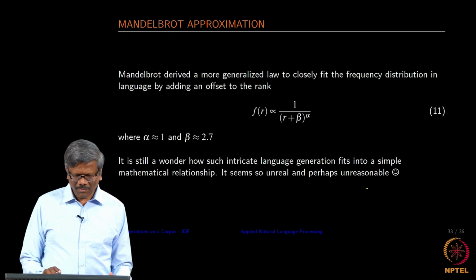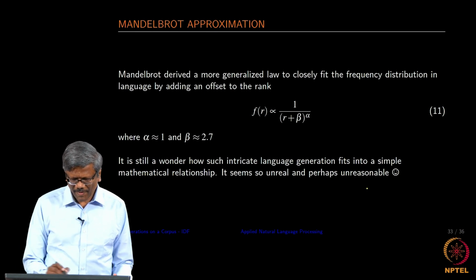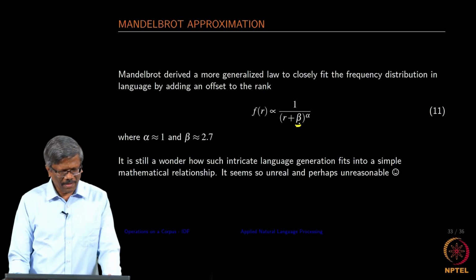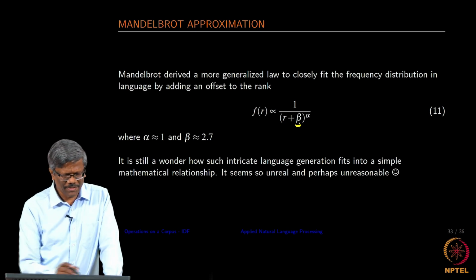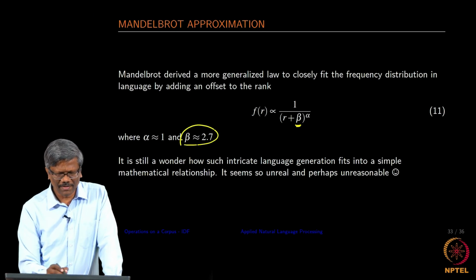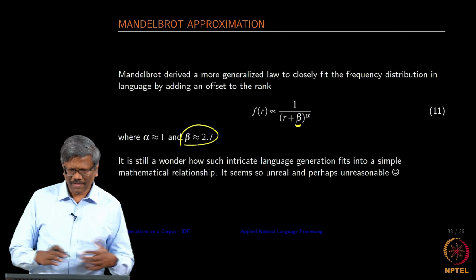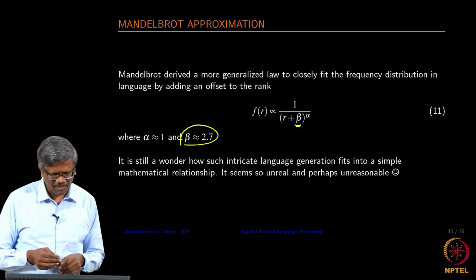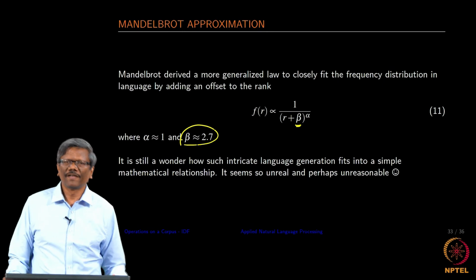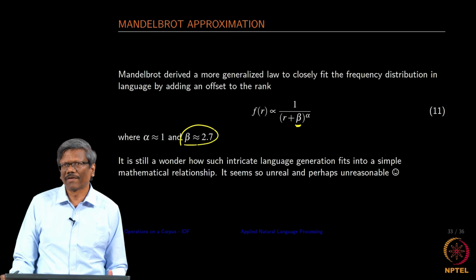So, he tried to modify the same Zipf's law by adding a beta. If you look at it, there is only one addition, which is beta. If I make beta equal to 0, then it is the same as Zipf's law. If you look at these approximations or empirical formulas, you will wonder how the entire corpus could be fitted into an empirical relationship of this type, even though they are not very accurate in nature.